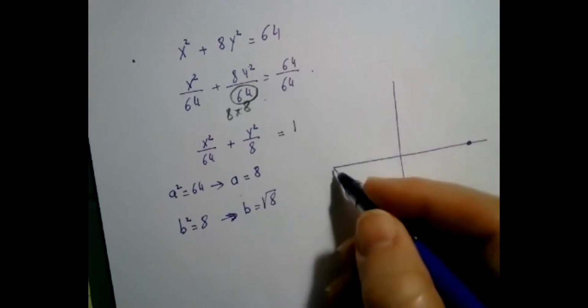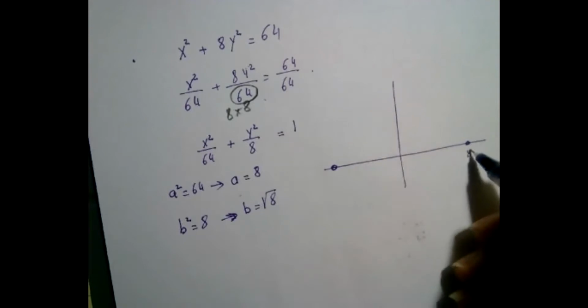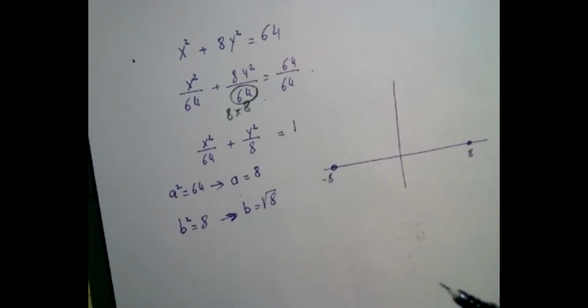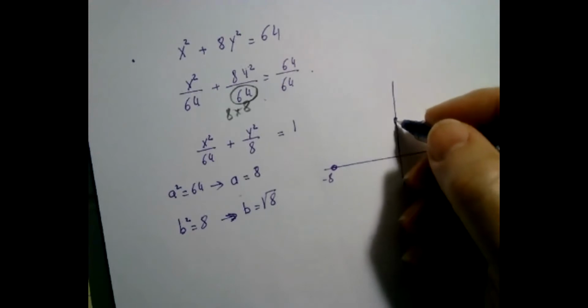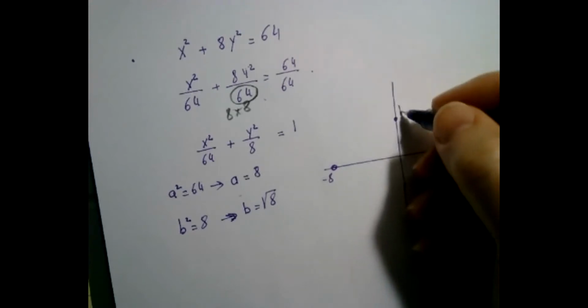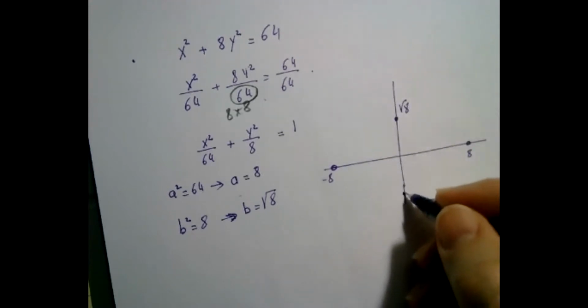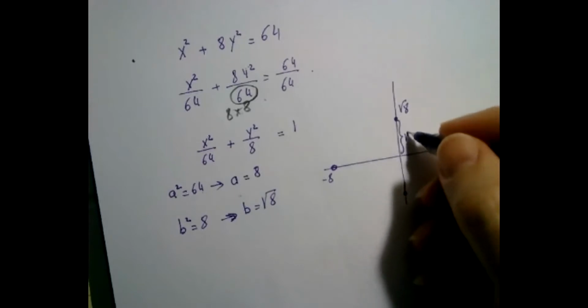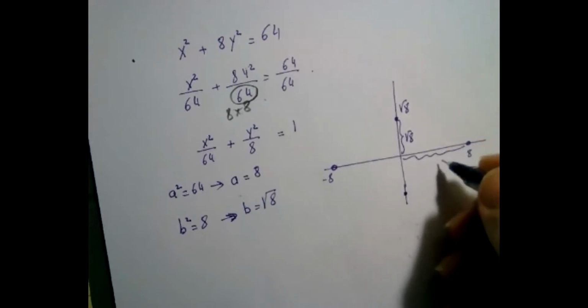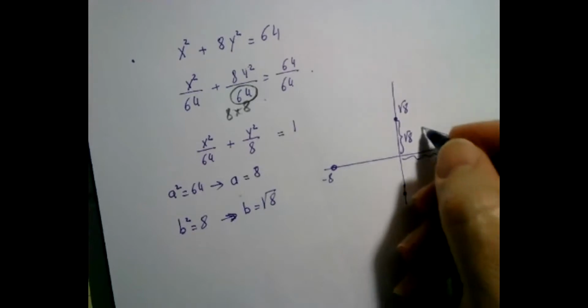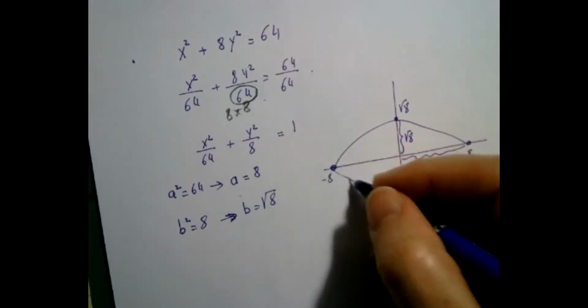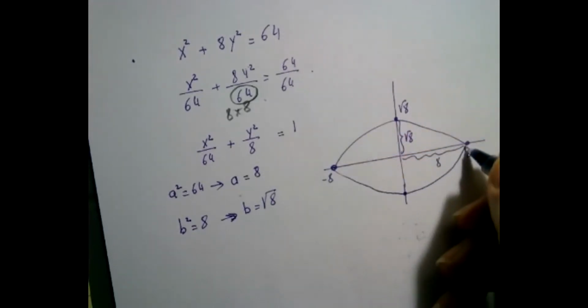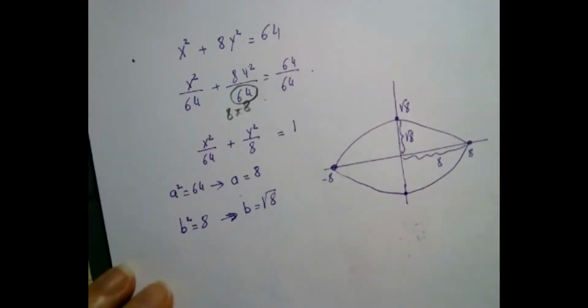Okay, so now if we graph it, a is 8, so that's 8 and minus 8. And b is the square root of 8. Now, the square root of 9 is 3, so the square root of 8 is a little bit less than 3, like 2 point something. So this is the square root of 8, and this is the minus, and this is the 8. So it's going to be moving like that. Okay, that's going to be my ellipse.